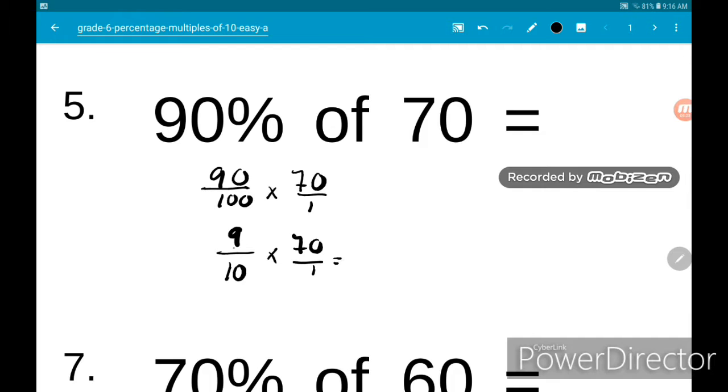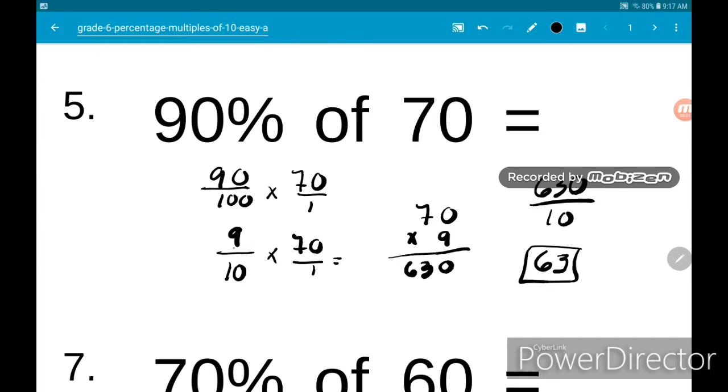This is over 1. So we're going to multiply this. 70 times 9. You guys are doing very well, by the way. 0. 630. 63 over 10. So 630 over 10. That means division. 630 divided by 10. That's not that hard. So 10 goes into 630 63 times.